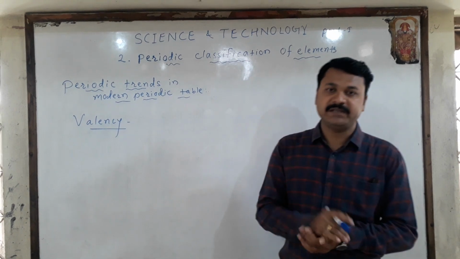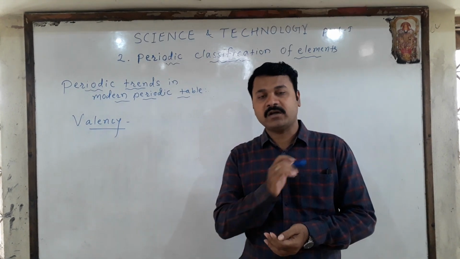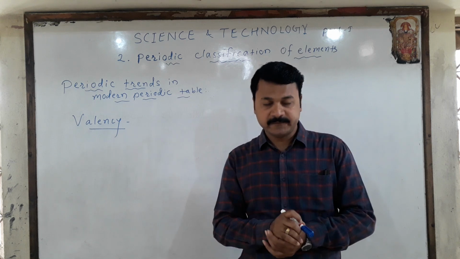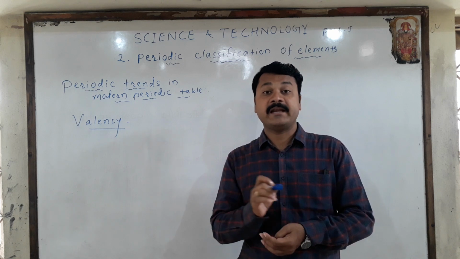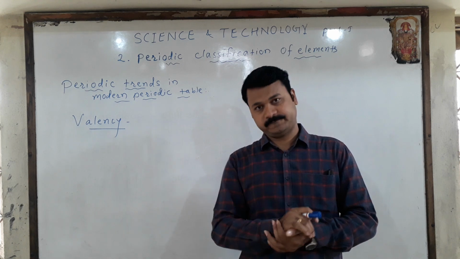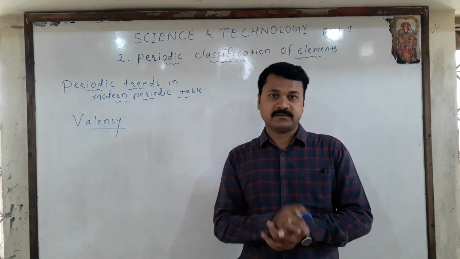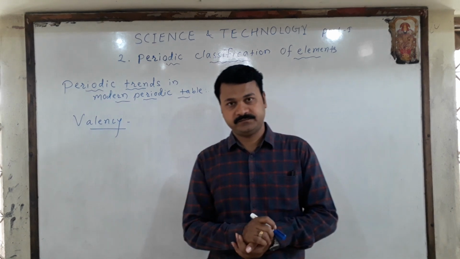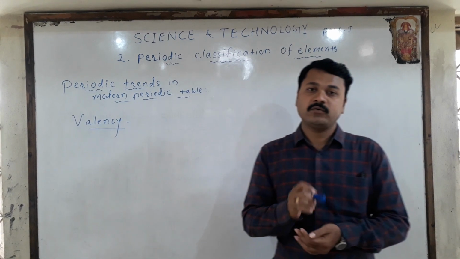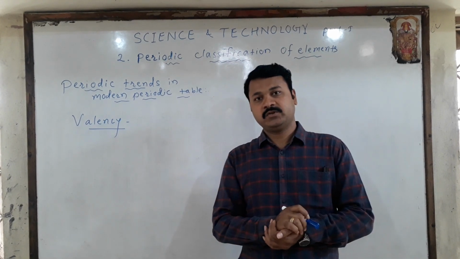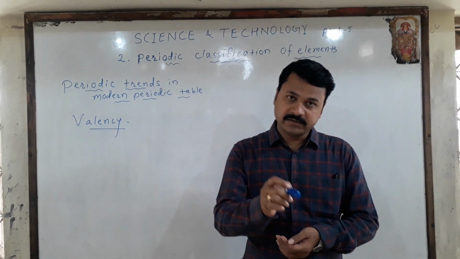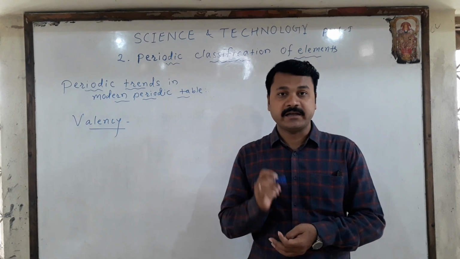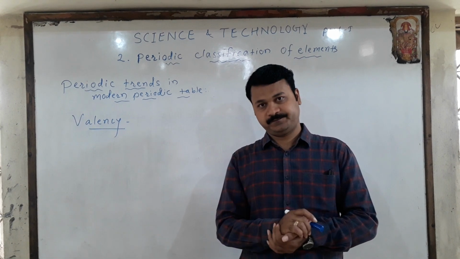Actually, valency means the number of electrons which are gained, donated or shared by an atom to complete its octet. We know that every atom tries to complete its octet. So it can donate, accept or share electrons to complete its octet or duplet.